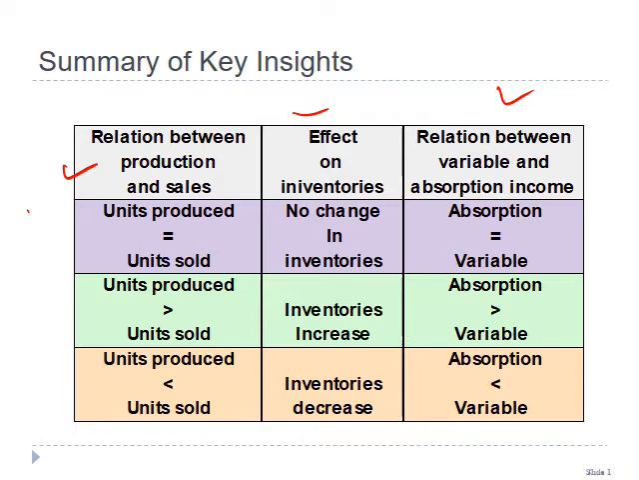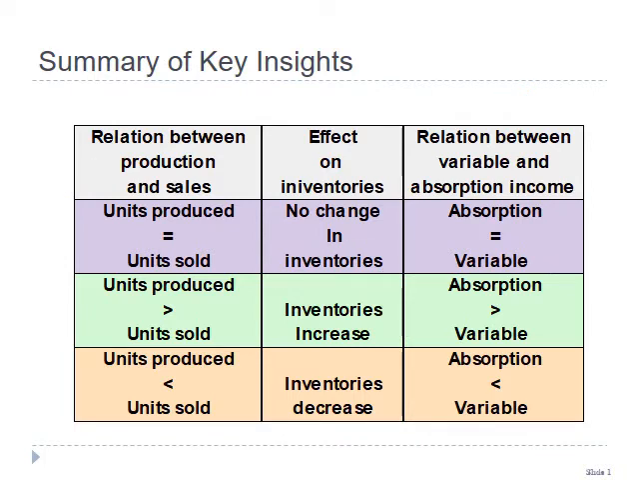So if units produced and units sold are equal, then there's going to be no effect on ending inventories, no change in inventories at all, and the absorption costing net operating income will be exactly equal to the variable costing net operating income.